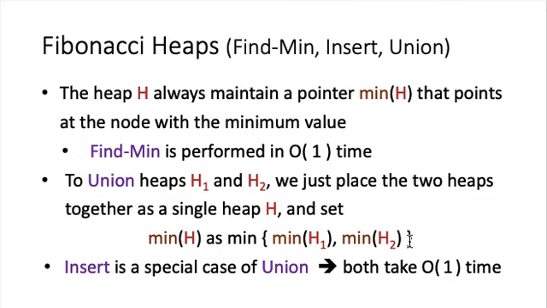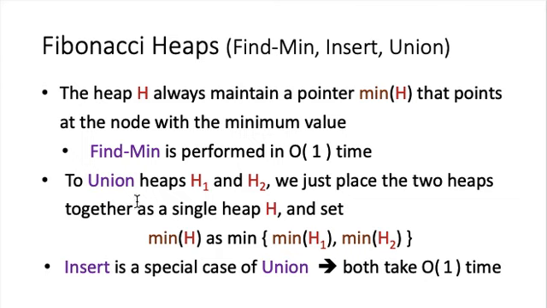Let us briefly talk about the find min, insert, and union operations first. The heap will always maintain a pointer to the current minimum value node. Let's call it the min h pointer for the heap h. With this pointer, find min can be done in order 1 time. We just follow the pointer and see the value of the node.